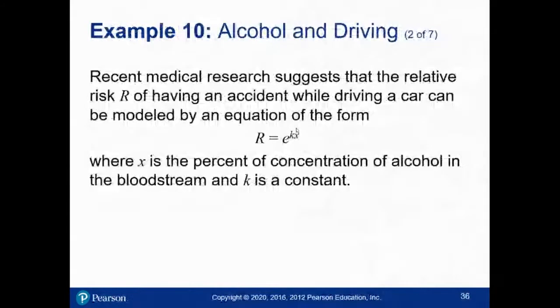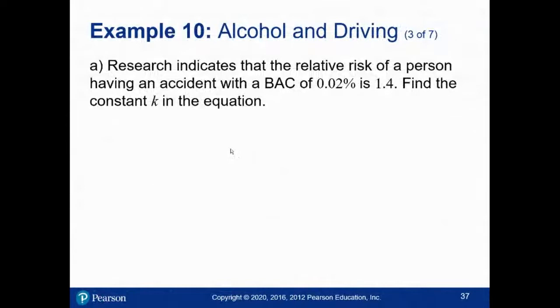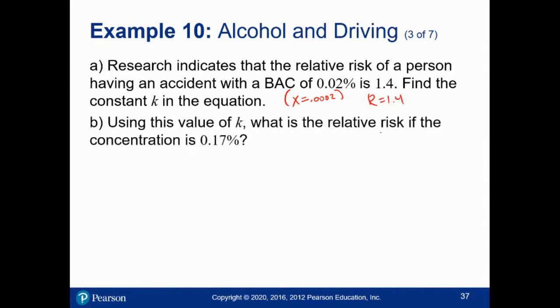So sorry, you should copy this down, okay, because we're going to use this formula a bunch. So it's quick, hopefully it only takes you a few seconds. R is e to the kx, where x represents blood alcohol concentration and r is relative risk. So if your blood alcohol concentration is 0.02%, which if I wanted to express it as not a percentage, that's 0.0002. If x is 0.0002, then r is 1.4. Find the constant k. Once you find that constant k, if you change the blood alcohol concentration to be 0.17, what's the relative risk? Okay, so go ahead and work that out.